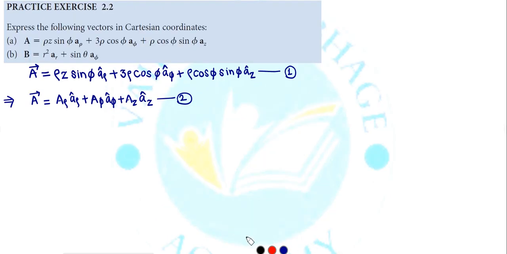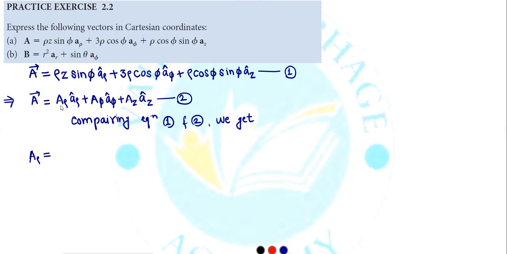So we have equation 1 and we have equation 2. We are going to compare equation 1 and 2 to get the values of A rho, A phi and A z. So comparing equation 1 and 2, what values are we going to get? That A rho, where this capital A rho indicates the component of A along the rho direction.